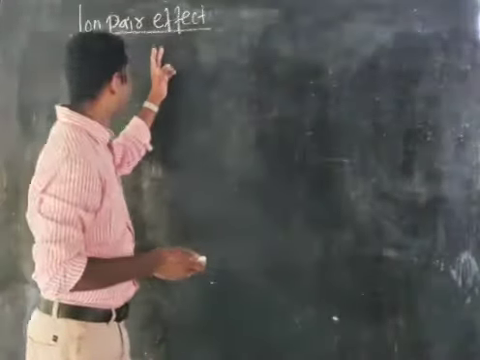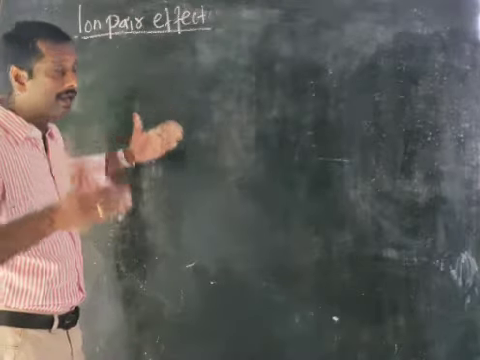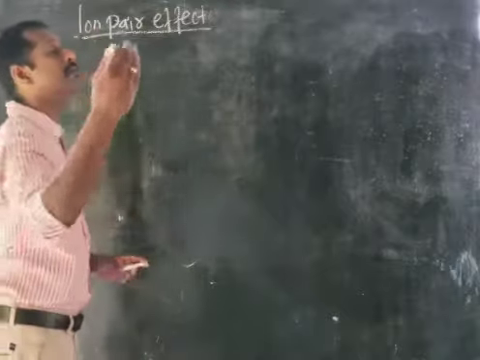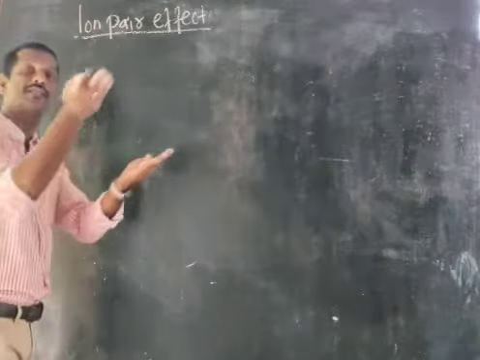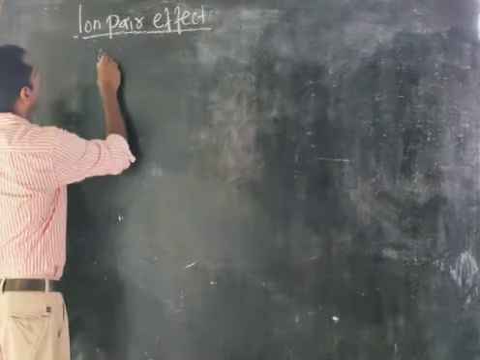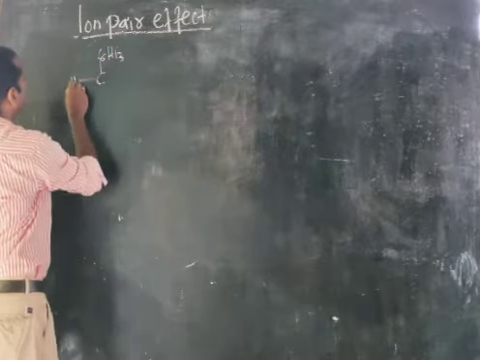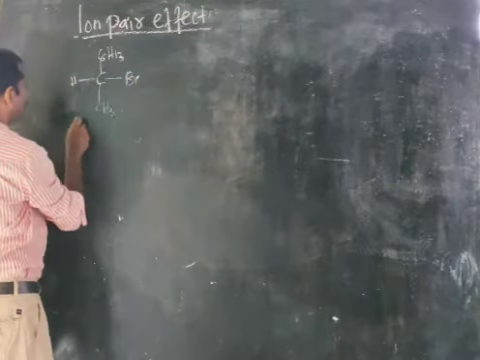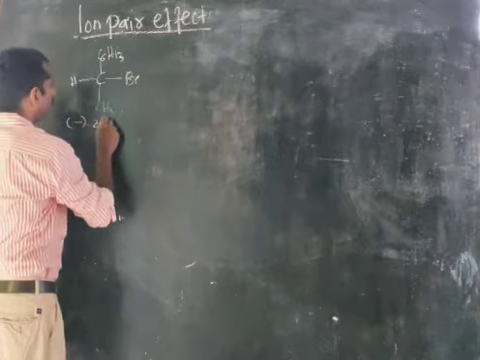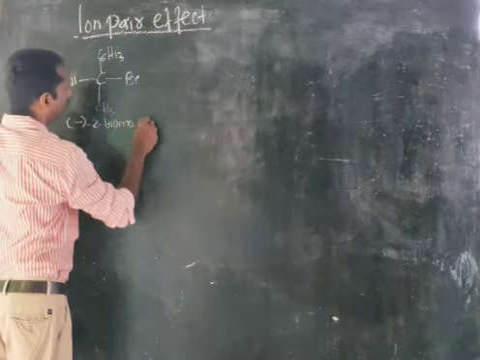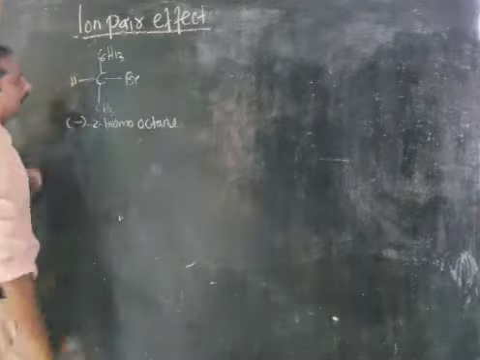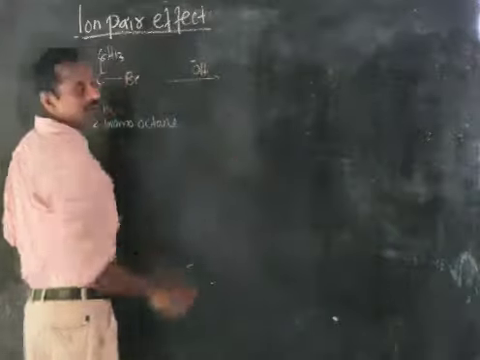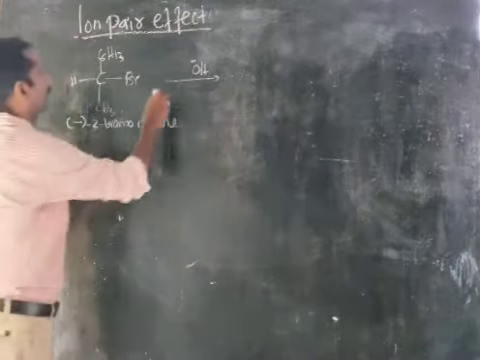We can explain that on the basis of the ion pair effect. What do you mean by ion pair effect? Again, I am coming back to the same example. C6H13, CH3, Br. This one is minus 2-bromooctane. Our nucleophile OH minus is coming.